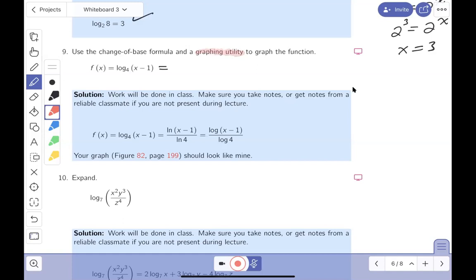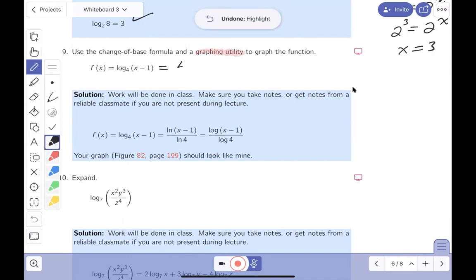Now, someone says, why would you do that? Most calculators do not have a log base 4, where they have either log base 10 or log base e. I'm going to write down log base 10 first. This is a base change formula. Excuse me 1 second, I made a mistake.